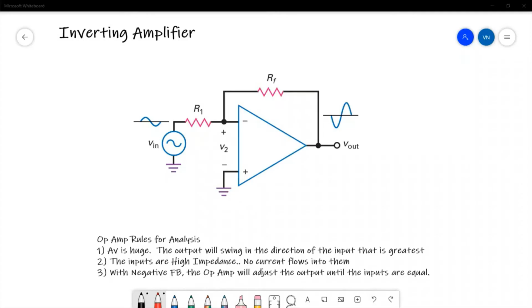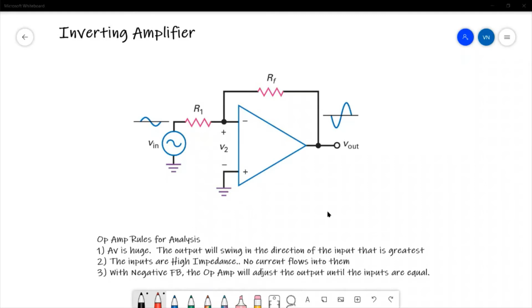The inverting amplifier. Before we start the analysis of an inverting amplifier, let's go over the three basic rules of amplifier analysis. Number one, the gain is huge. The output is going to swing in the direction of the input that is greatest. So if the positive input is greater, the output swings up. If the negative input is greater, the output wants to swing down.